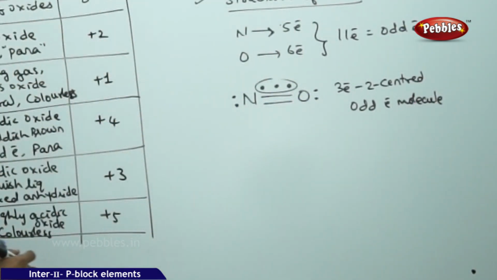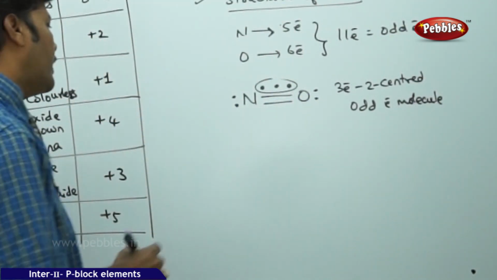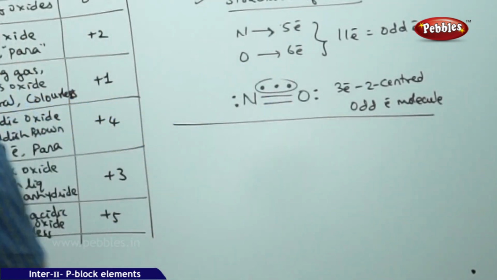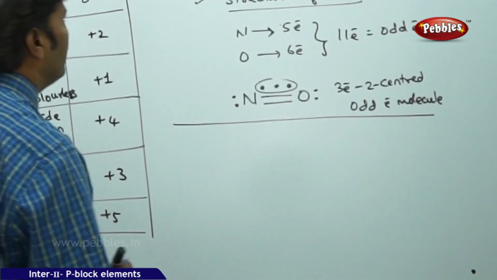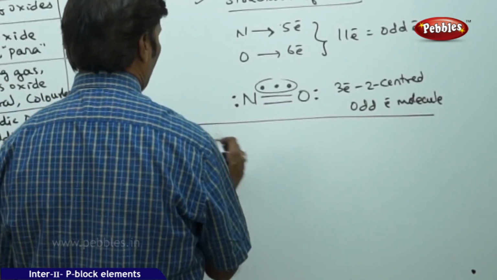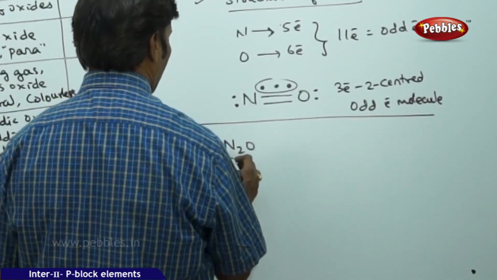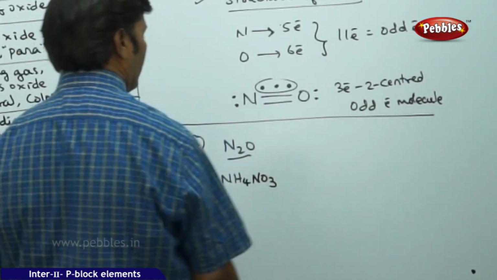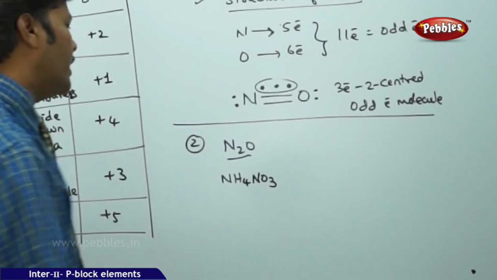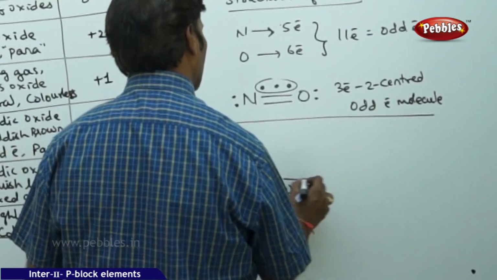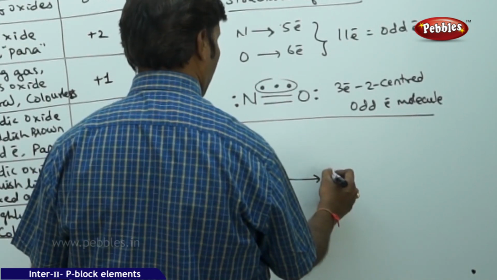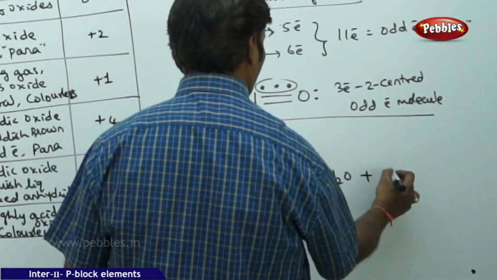So this is the structural aspect of the nitric oxide. Now going back to N2O, nitrous oxide. You can prepare nitrous oxide by taking ammonium nitrate. Ammonium nitrate solid, upon heating, undergoes decomposition. It gives nitrogen N2O plus H2O.